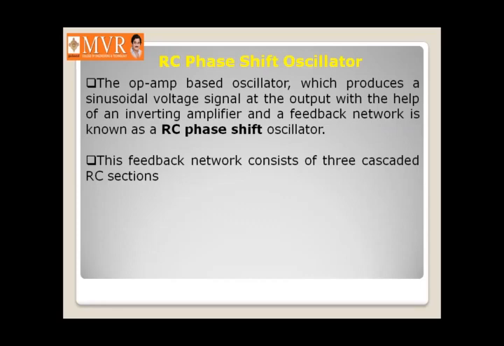In the feedback network, we are using the elements R and C, that is resistor and capacitor. Using these resistors and capacitors in the feedback network, we are going to produce the sinusoidal waveform. And in this RC phase shift oscillator, the RC phase shift network consists of three cascaded RC sections.